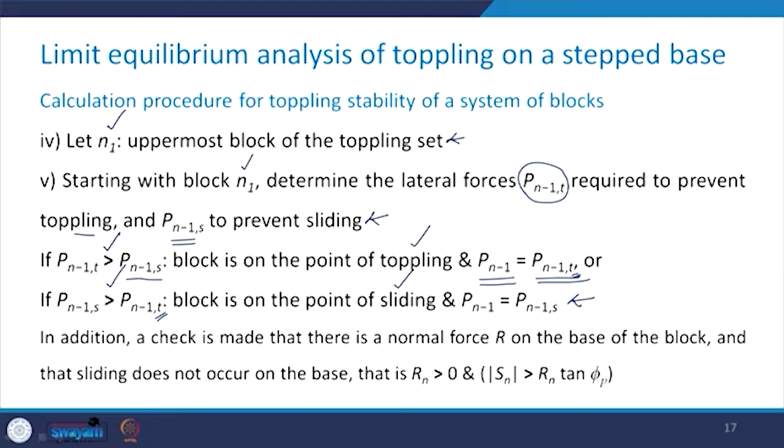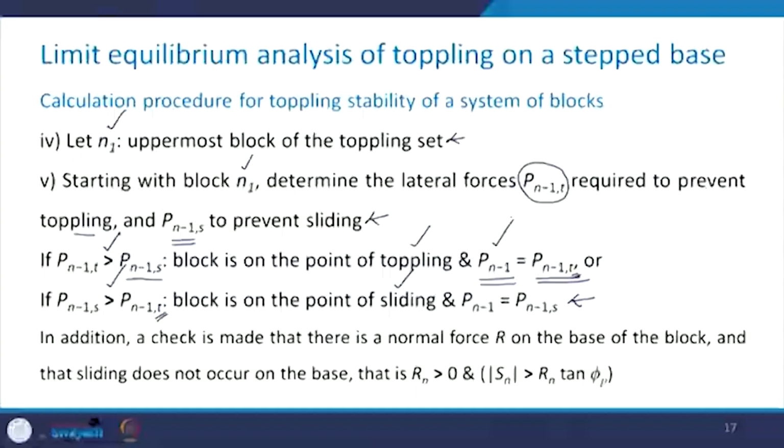So, this is how for every block starting from the top, we are going to decide whether it is going to topple or slide, and then what is going to be the value of this P n minus 1 depending upon whether the block is toppling or whether the block is sliding.